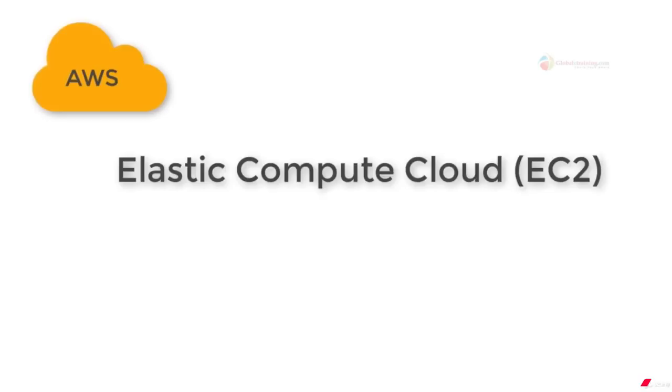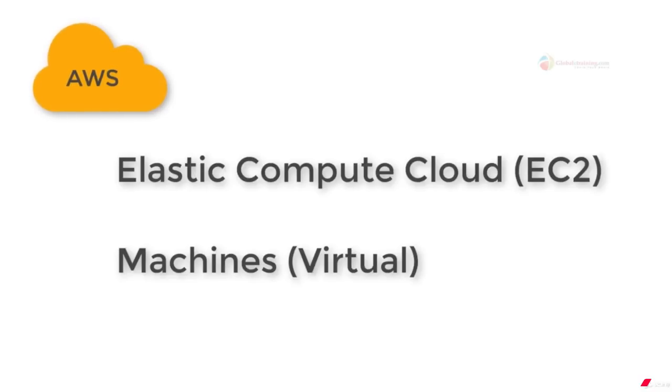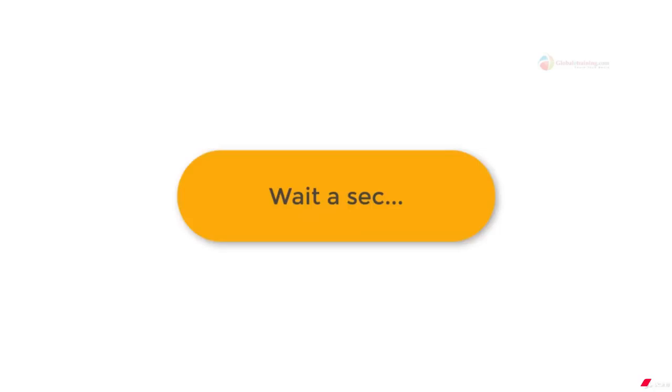The AWS service that allows users to create virtual machines is called Elastic Compute Cloud, EC2. So that's the service we are going to use after we sign into our AWS account or AWS console. Wait a sec, how does this all work? All we did was sign up for an AWS account and now we have the power to create these virtual machines. How does it work?